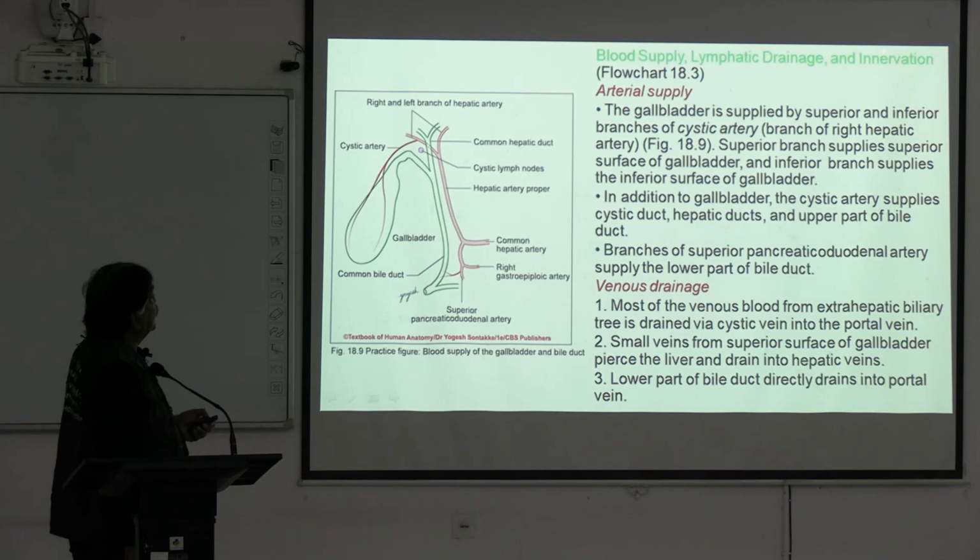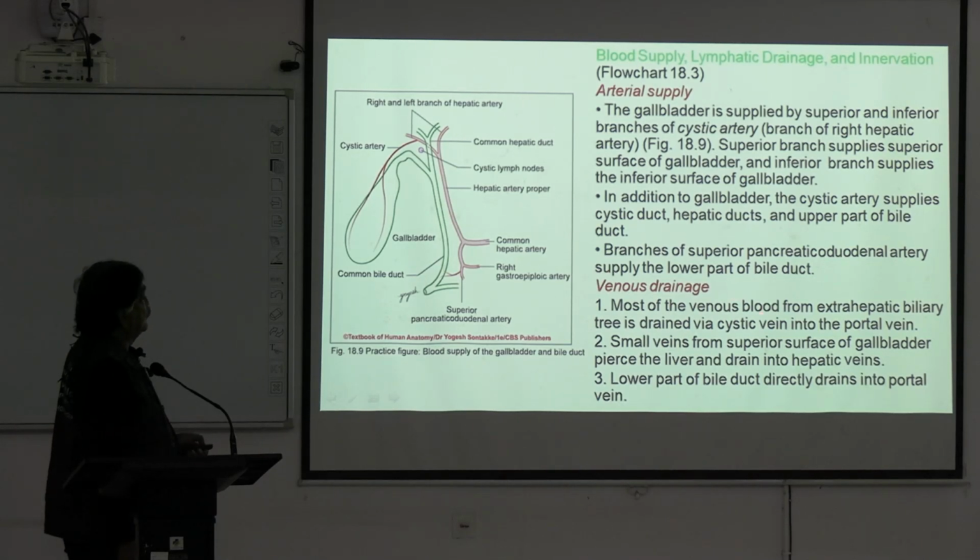Now blood supply, lymphatic drainage and innervation. Arterial supply: the gallbladder is supplied by superior and inferior branches of the cystic artery. The superior branch supplies the superior surface of the gallbladder, and the inferior branch supplies the inferior surface. In addition to the gallbladder, the cystic artery supplies the cystic duct, hepatic ducts, and the upper part of the bile duct. Branches of the superior pancreaticoduodenal artery supply the lower part of the bile duct.